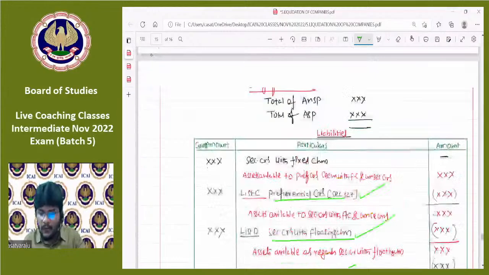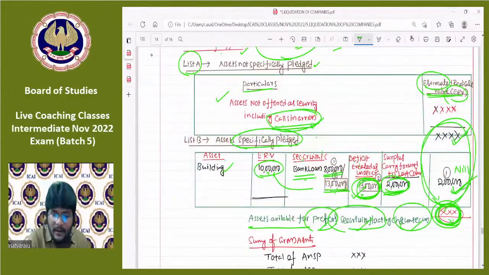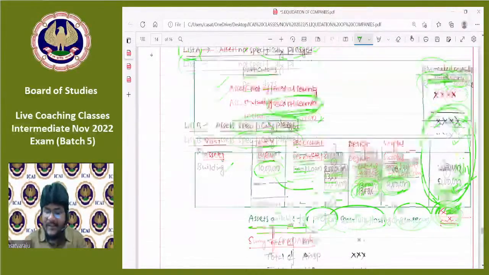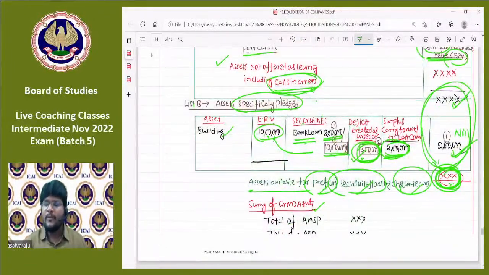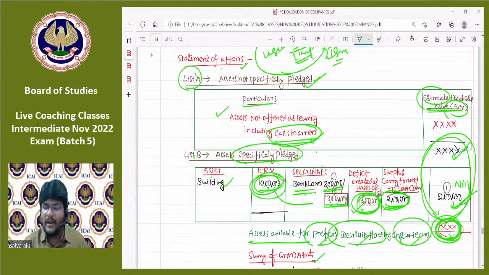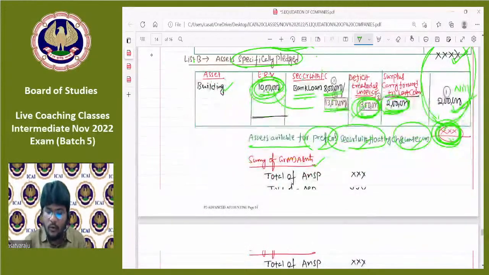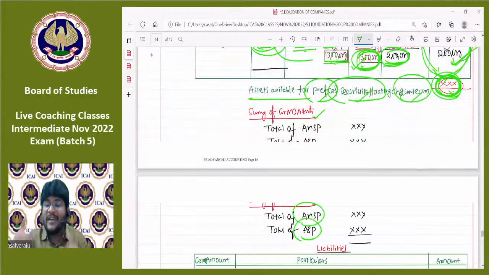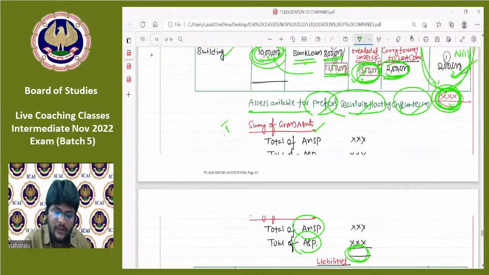Now, concentrate, all of you. After presenting the list A and list B, you need to present the summary of gross assets information. What is the meaning of summary of gross assets, sir? Summary of gross assets means the total worth of assets not specifically pledged plus how much amount you actually recovered from realization of the building. That is before knockoff with the secured creditors with fixed charge. That is total of ANSP and total of ASP. ASP is before knocking off with the secured creditors with fixed charge. This is informative in nature.